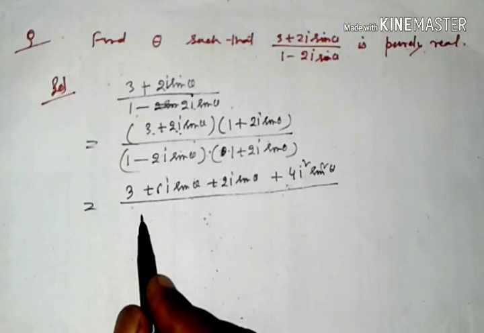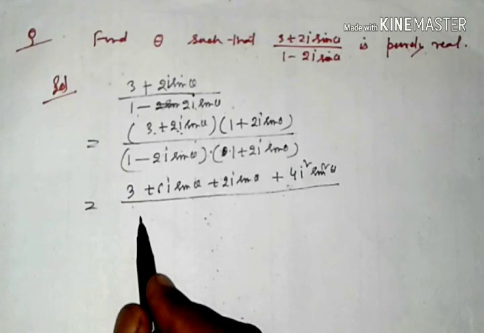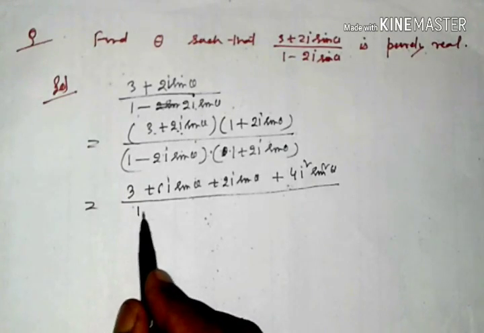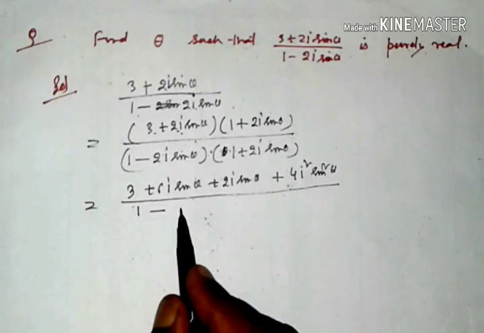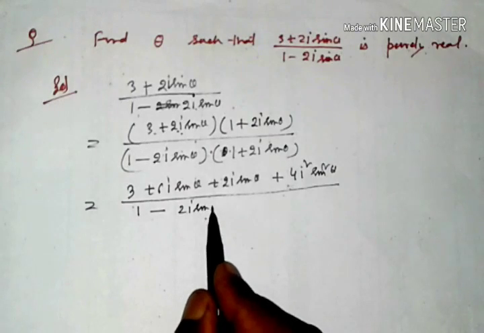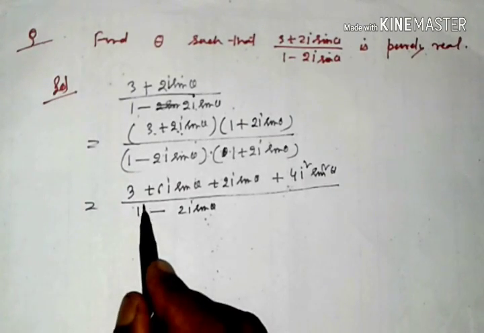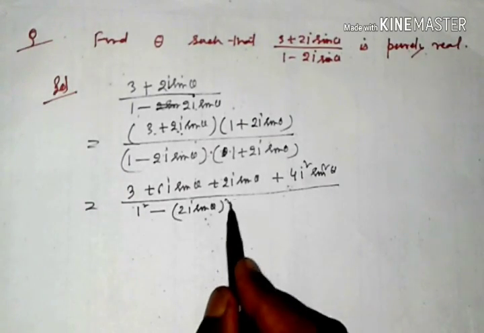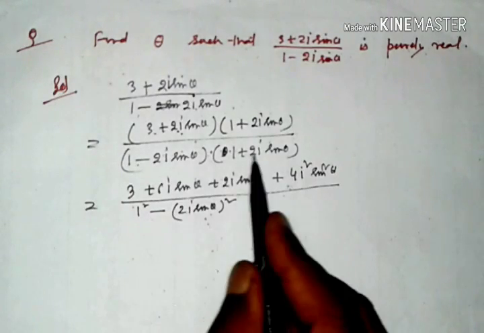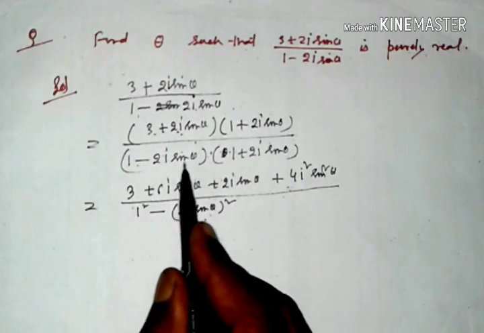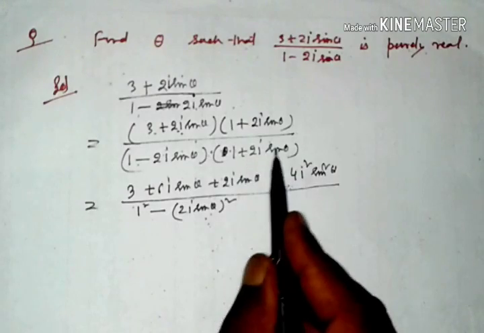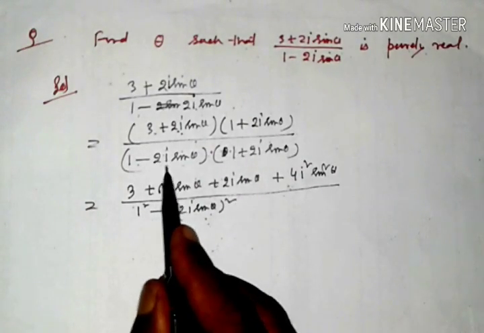And it is 1 minus 2i sin theta. Using a square minus b square equals (a minus b)(a plus b), here b is this.